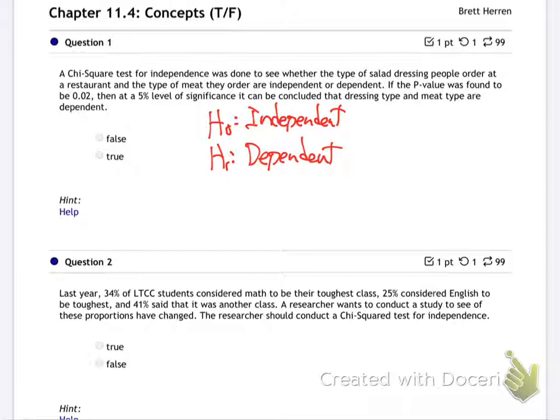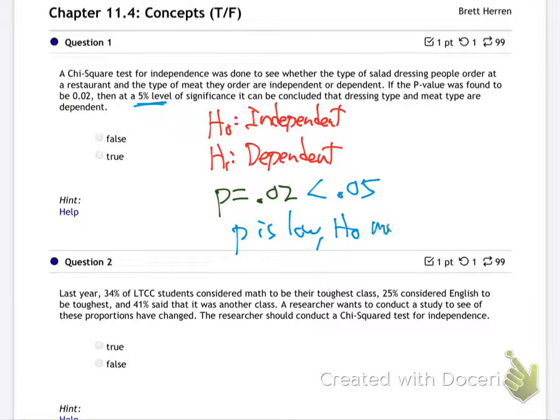And what's our p-value? They said p-value is 0.02. And that is clearly lower than a 0.05 significance level. So that p is low. So what does that mean you do when the p is low? H0 must go away. See, you know all that real well now. So we cross that out. So does that mean they're dependent? Yeah, that's what's left, huh?